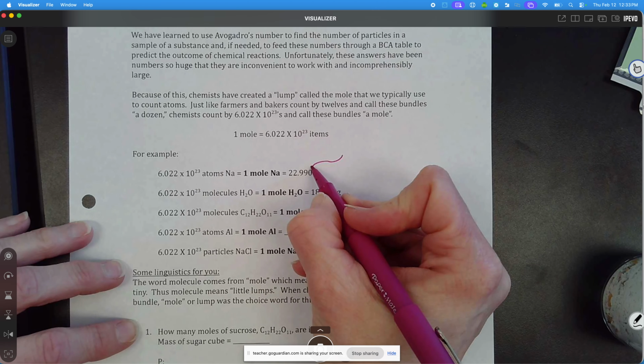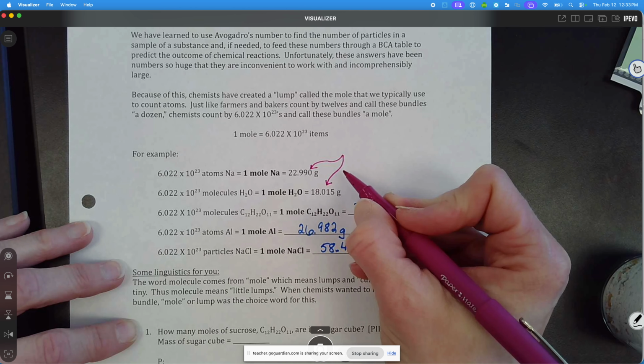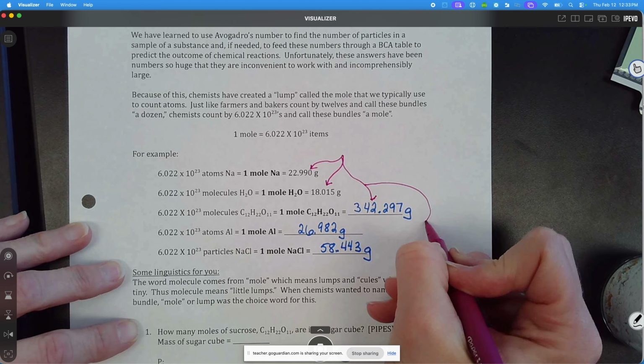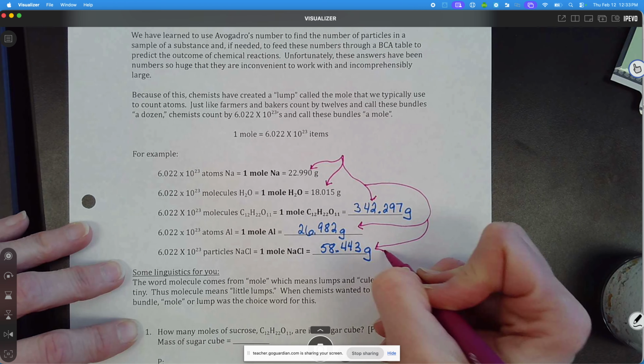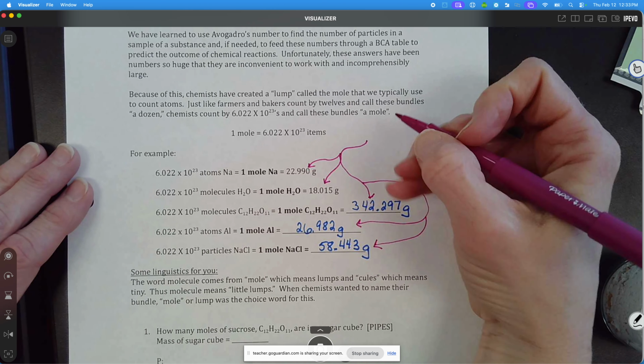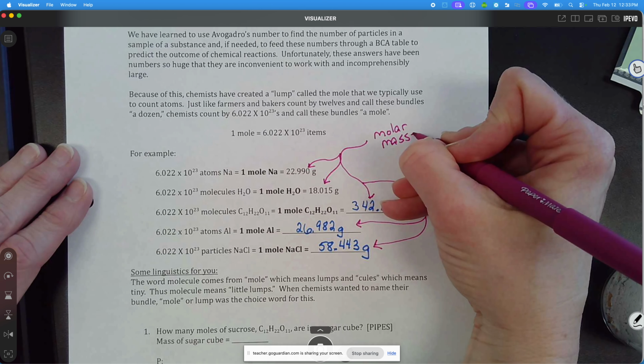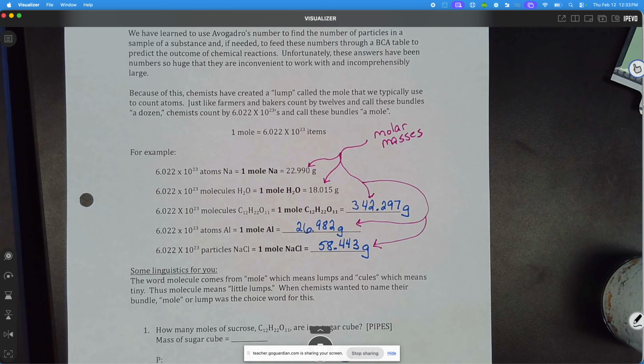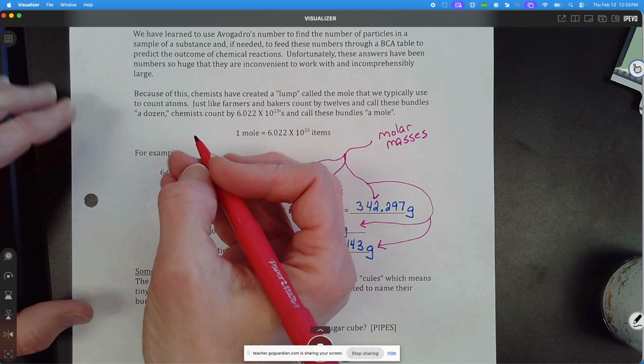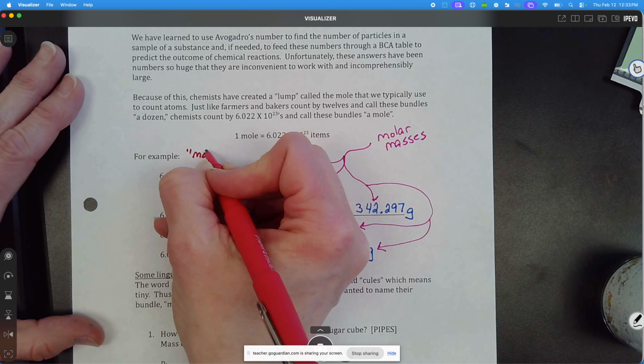These numbers, the 22.990, the 18.015, the 342.297, 26.982, and the 58.443, are called molar masses. So if you see a question that says, calculate the molar mass of whatever, all you have to do is add up the numbers from the periodic table, slap units of grams on it, and you're set. These little three-way equivalence statements are what we're going to refer to as mole sentences.